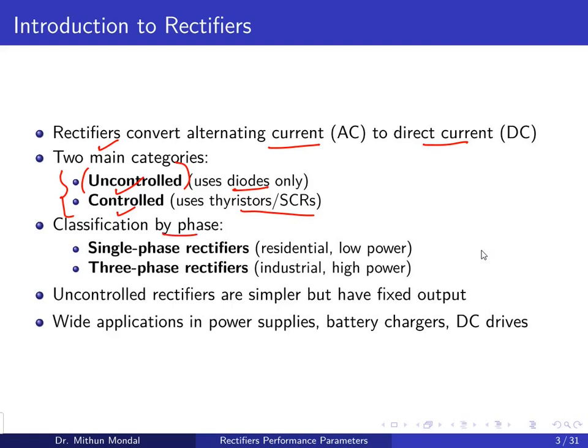Classification by phases: it is single phase and three phase. Single phase basically refers to residential, low power applications, and three phase is generally industrial and high power application. Uncontrolled rectifiers are simple but have a fixed output, and they have wide applications in power supplies, battery chargers, and DC drives.